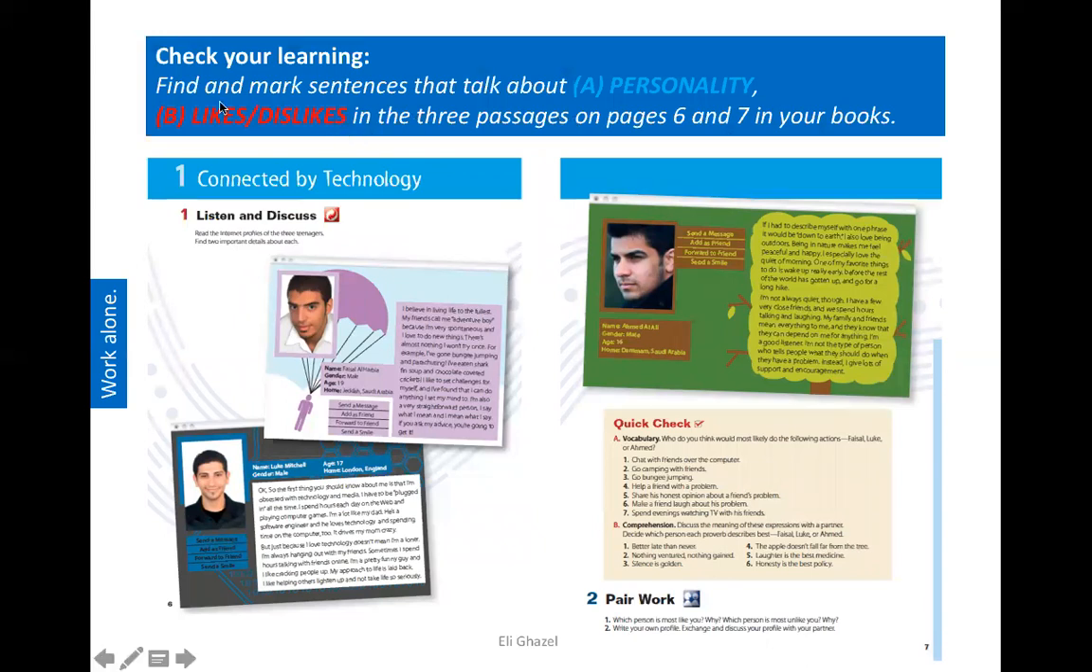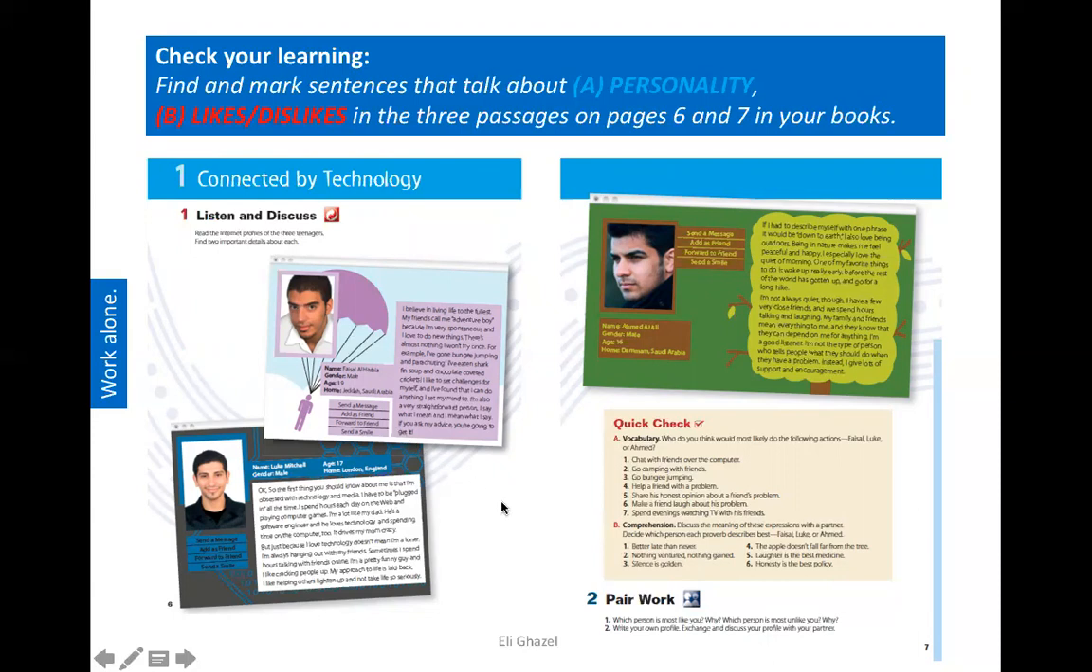So what we want them to do is, now we go to the book. Find and mark sentences that talk about A, personality in blue, B, likes and dislikes in the 3 passages on pages 6 and 7. Traditionally, people like to start from I believe and read through. Fine. What is the focus of this lesson? The focus of this lesson is the ability to find sentences that talk about dislikes, likes, and personality. Let's focus on those, all right?